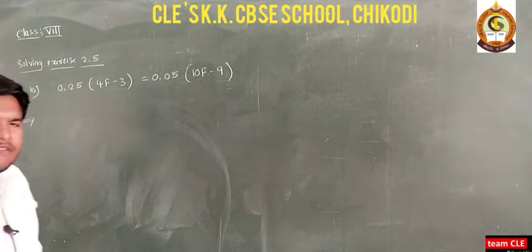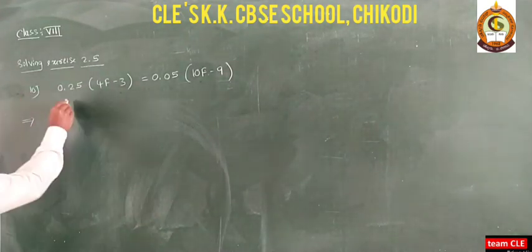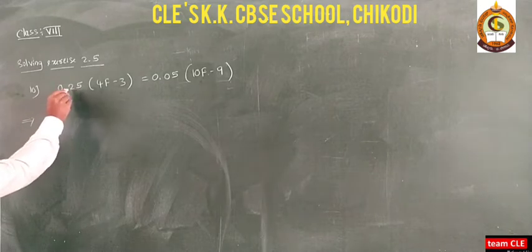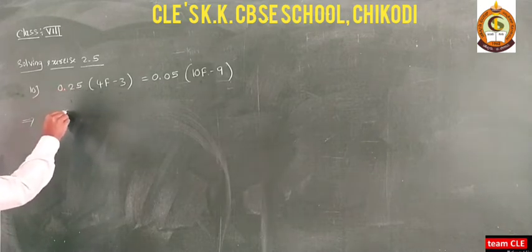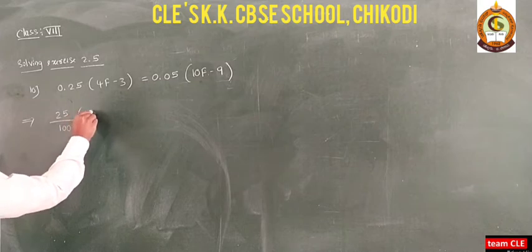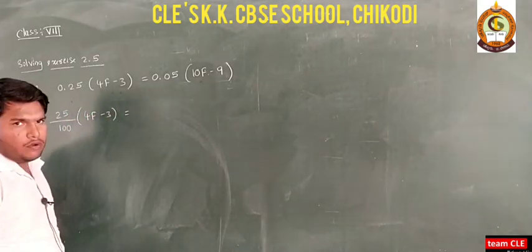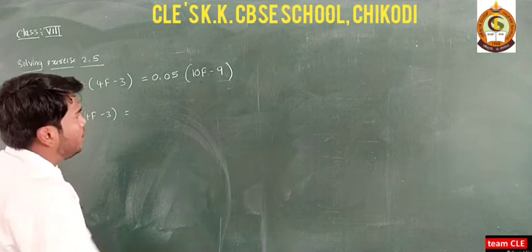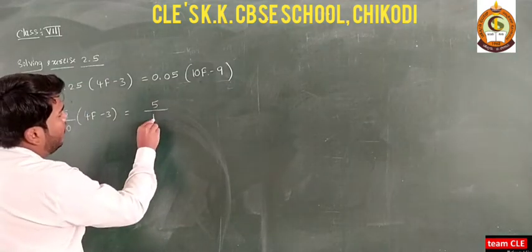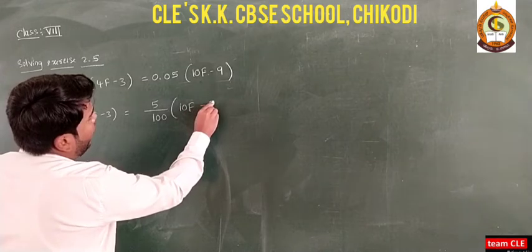If it is in the form of decimals, first I will convert it into the form of fraction. That is, I write 0.25, which after 2 decimal points means you write this as 25 by 100. And write the remaining part, that is 4f minus 3 is equal to 0.05, which again with 2 decimal points means 5 divided by 100 into 10f minus 9.